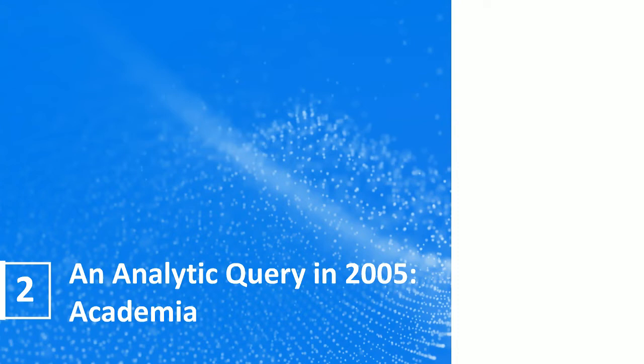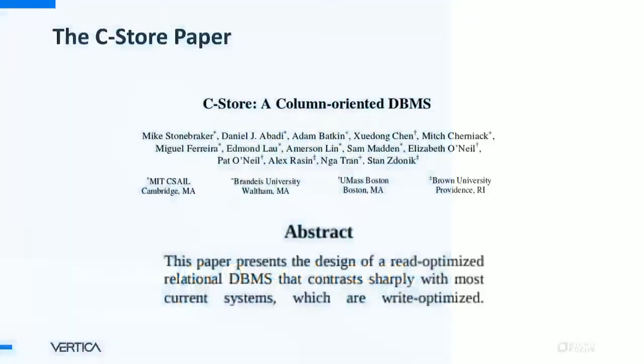Around the same time, a team of researchers in the Northeast became aware of this problem, and they decided to dedicate their time and research to it. These researchers weren't just anybody. The fruits of their labor, which we now like to call the C-Store paper, was published by eventual Turing Award winner Mike Stonebraker, along with several other researchers from elite universities. This paper presents the design of a read-optimized relational DBMS that contrasts sharply with most current systems, which are write-optimized. That sounds exactly like what we want for our stocks use case.